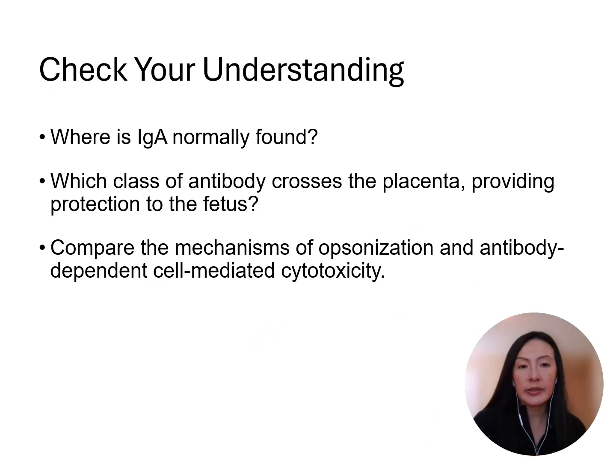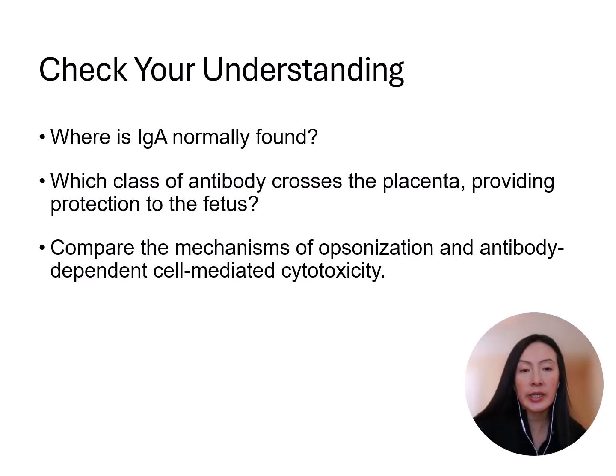All right, this checkpoint asks, where is IgA normally found? So IgA is normally found in mucus and mucosal secretions, like the respiratory, GI, or urogenital mucus. This includes saliva, tears, or breast milk, and it's usually secreted as an IgA dimer, where we saw 2 of those antibodies linked together. The second one asks, which class of antibody crosses the placenta, providing protection to the fetus? So the only one is IgG. IgG can provide passive immunity to the fetus.